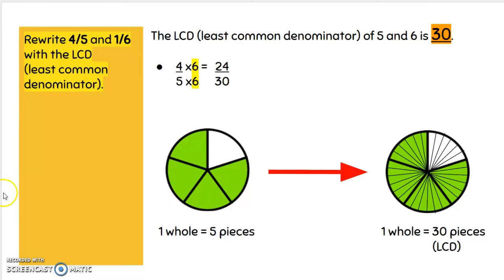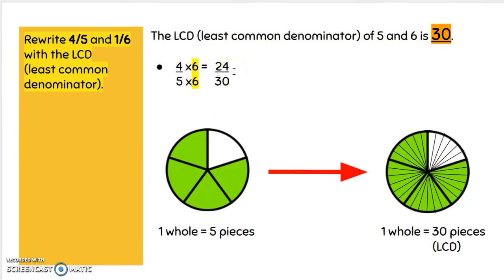And it looks like this. 5 times 6 is 30, so that gives me the new whole, right, 30 pieces. And then 4 times 6, that's multiplied by the same number, equals 24. So it's 24 pieces out of 30.